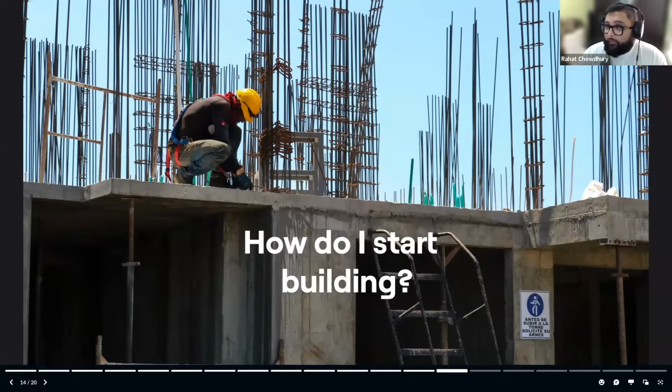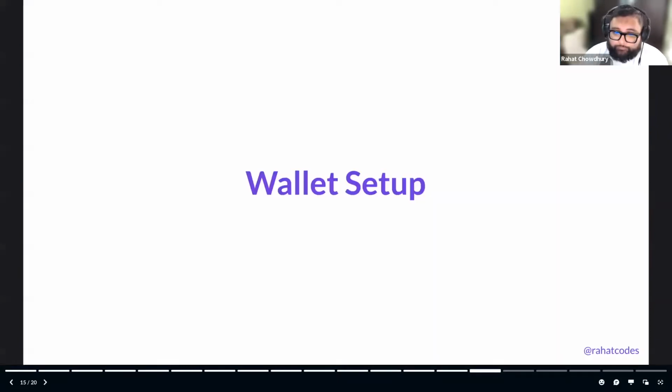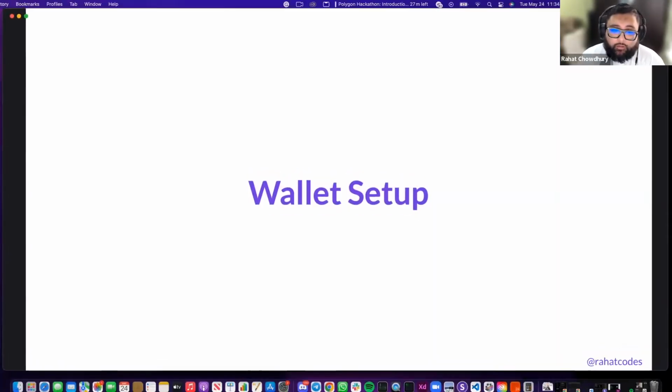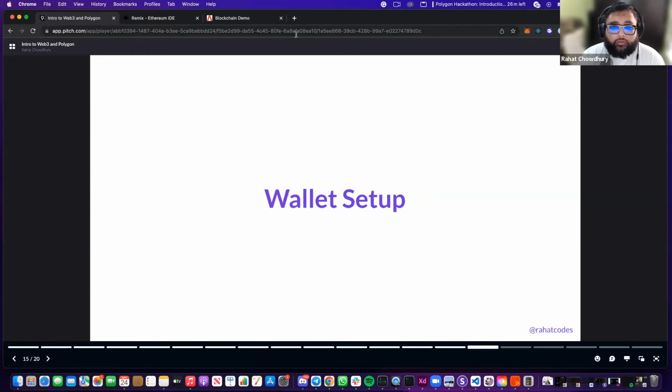So how do you start building? What are some of the tools that you need? What are some of the things that would be useful for you to start diving into to get started on your Web3 journey? First thing we're going to look at is wallet setup. When I went through that bit of code, I showed you in my MetaMask how I switched between the Ethereum network as well as the Polygon network. If you don't have that set up, this is how you would get that set up.